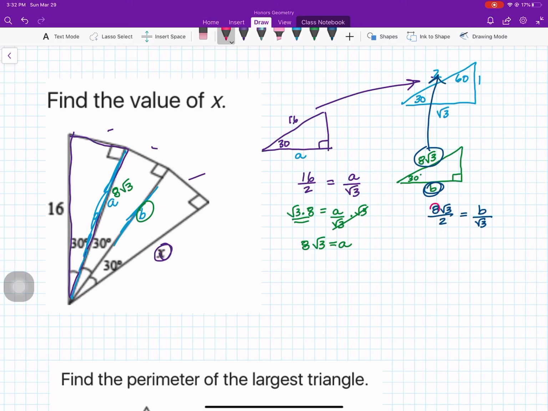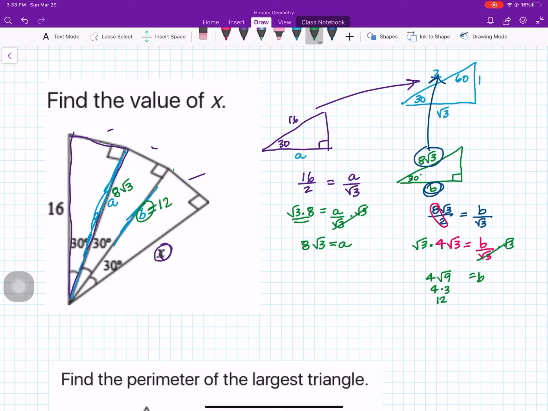And again, this actually simplifies. I have 8 over 2. 8 over 2 is 4. So that's 4 root 3. Then I can multiply both sides by root 3. And the root 3's cancel, which is nice. And then I have root 3 times 4 times root 3. So that's 4 root 9, which is 4 times 3, which is 12. And don't freak out. 12 is actually smaller than 8 root 3. So it's still not longer than the hypotenuse. So you're doing everything correct.